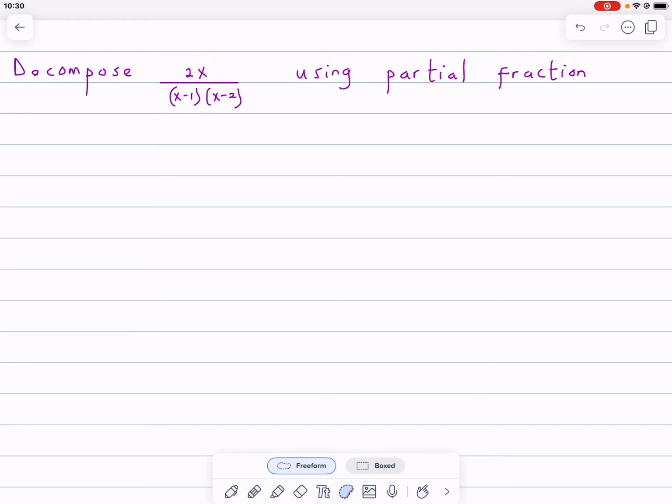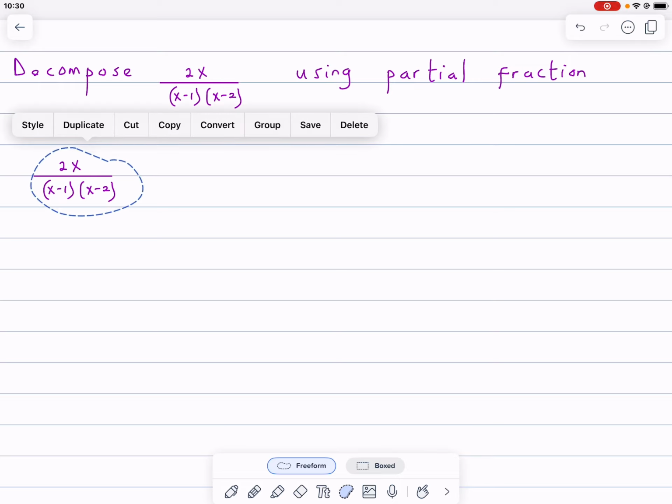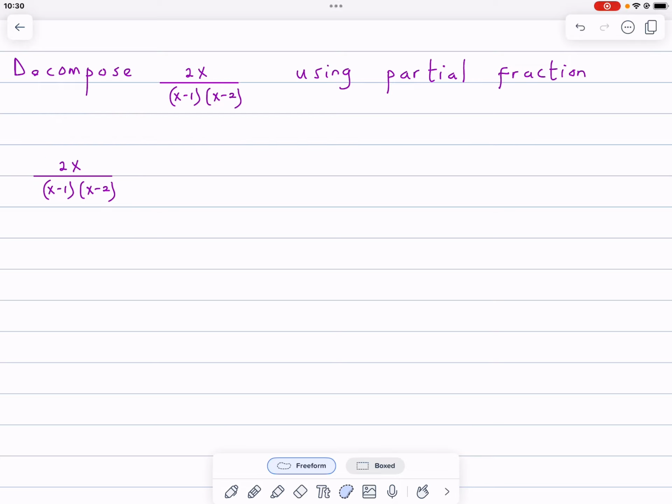Hello friends, let's decompose this rational expression using partial fractions. So this is a rational expression. Basically, I just want to decompose it into a sum of simpler terms, right? Just a sum of simpler terms. That's basically what I want to do.